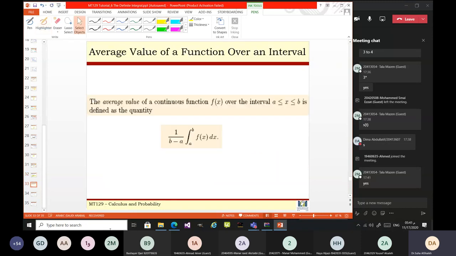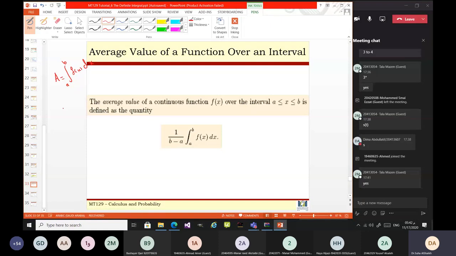Now the last application, and again it's one of the most important applications that we have of the integration, which is the average value. We talked about the area. We said the area is the integration from a to b of f of x dx. We call it the area of f of x from a to b.